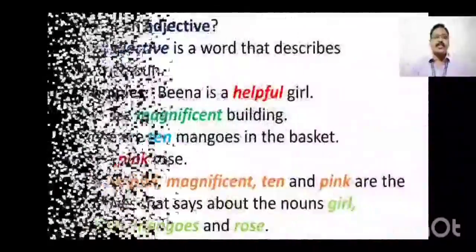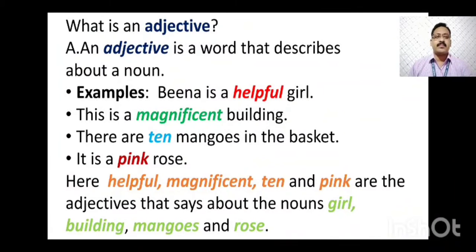First of all, we will know what is an adjective. An adjective is a word that describes a noun. Means when a word is saying about a noun, it is said to be an adjective. Example: Bina is a helpful girl. Here you can see girl is the noun and helpful is the word used to describe the girl Bina. So helpful is the adjective in this sentence.